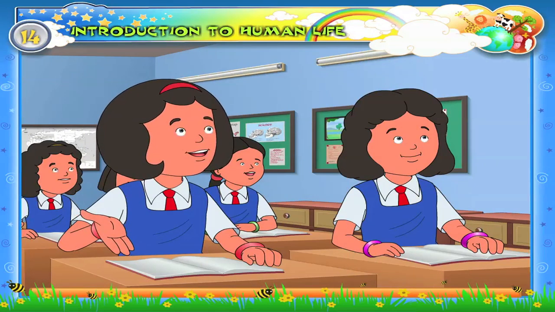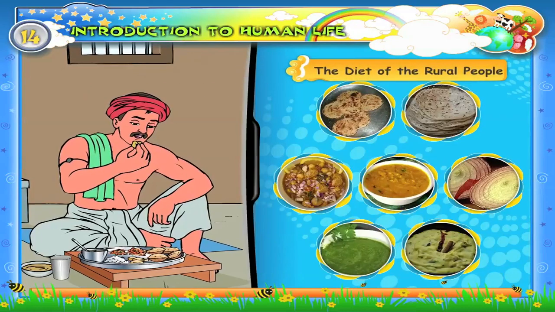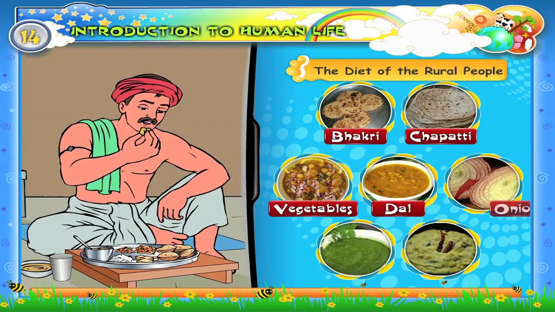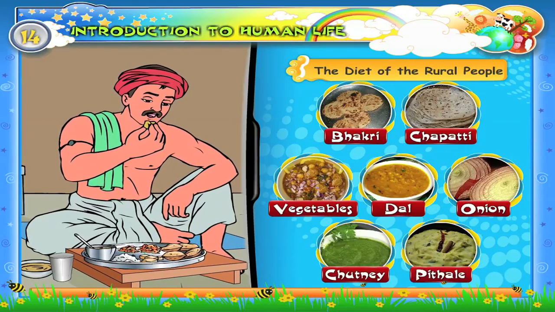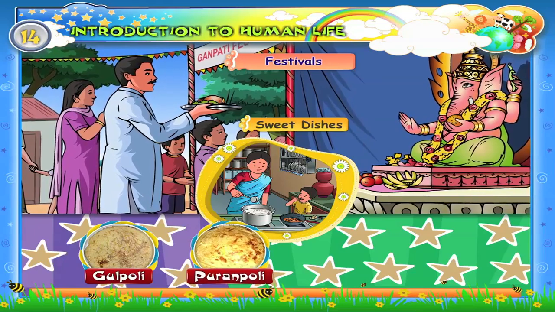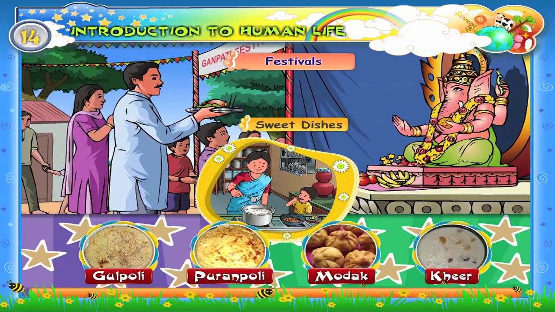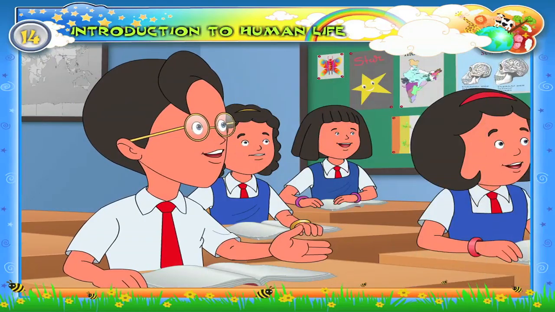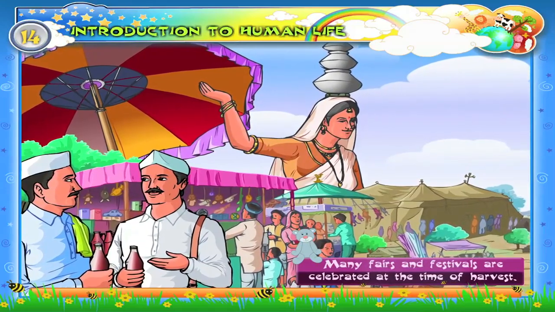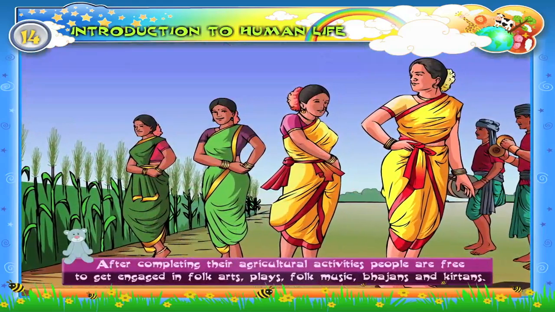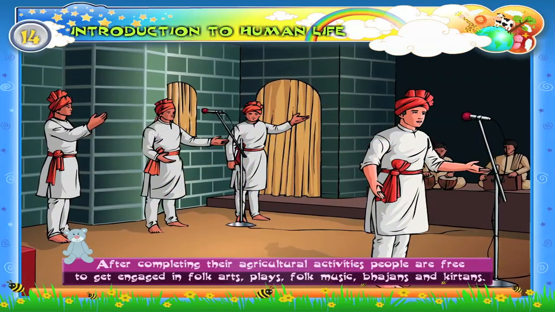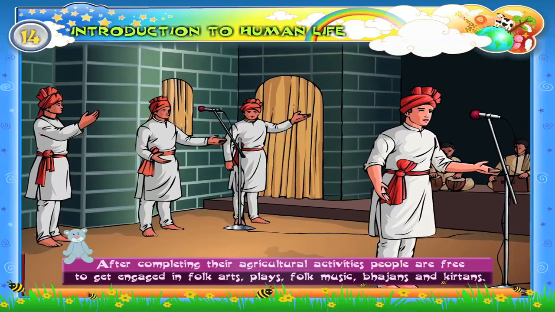What do the people of rural areas eat? The diet of the rural people includes bhakri, chapati, vegetables, dal, onion, chutney, pitla, etc. During festivals, sweet dishes like gulpoli, puranpoli, modak, and kheer are prepared in every house. My mother prepares all the yummy things during festivals. Many fairs and festivals are celebrated at the time of harvest. After completing their agricultural activities, people are free to get engaged in folk arts, plays, folk music, bhajans, and kirtans.